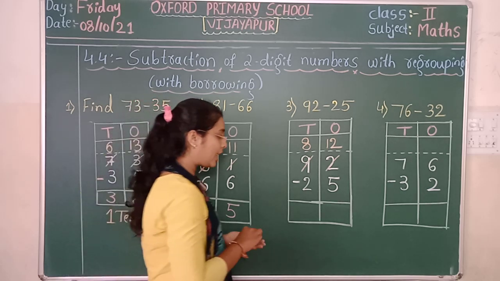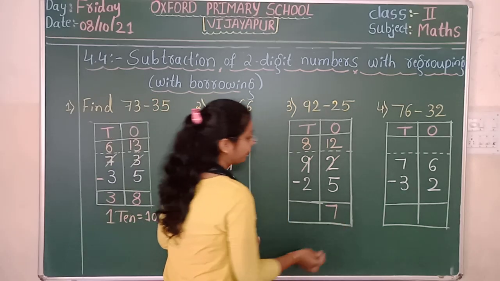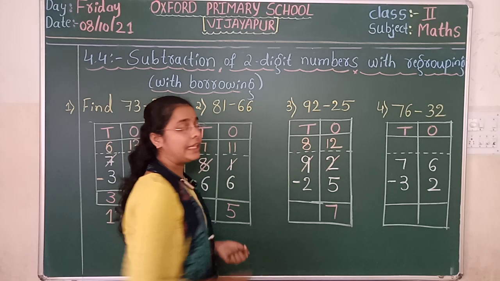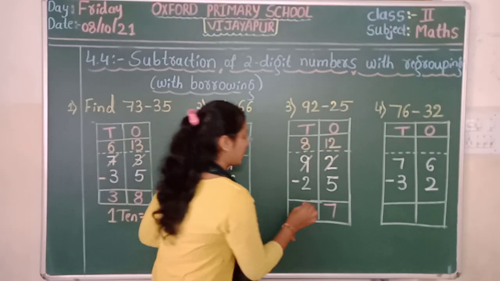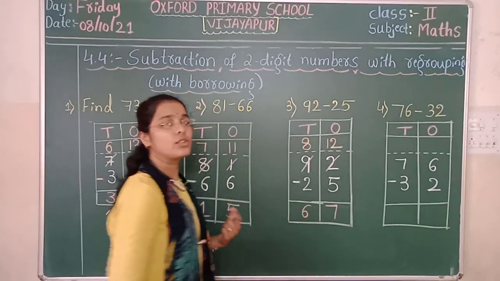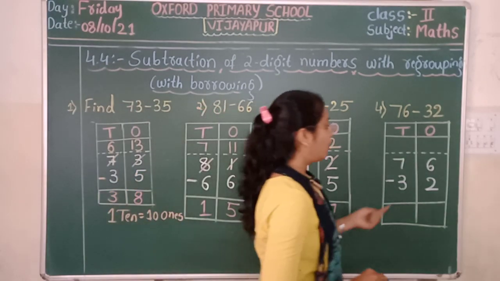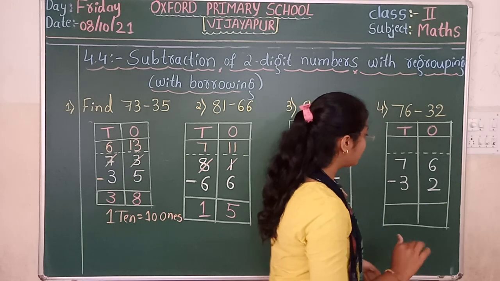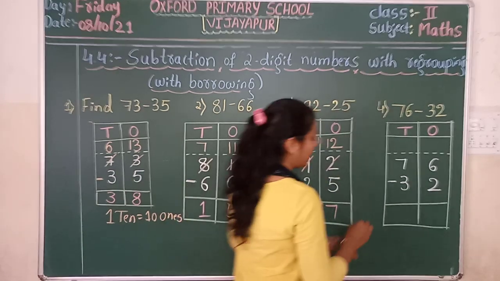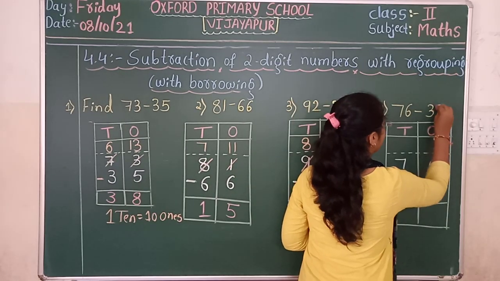The difference what we will get? 7 we will get. After 2, count till 8. We will count for 6 times. So the difference is 67. Next, see here, we will change this number as an 8. Take this as an 8.